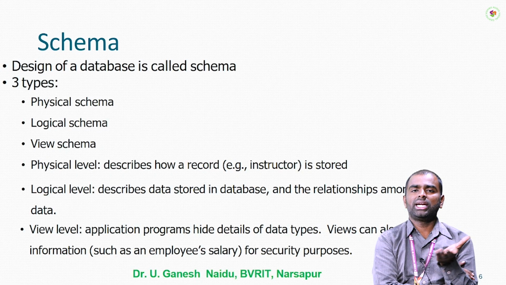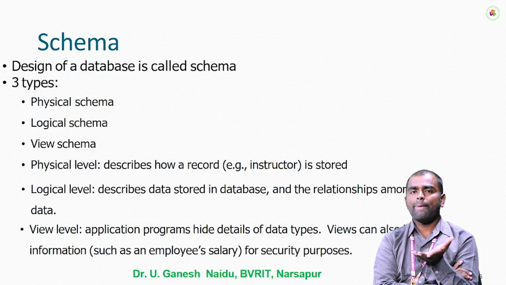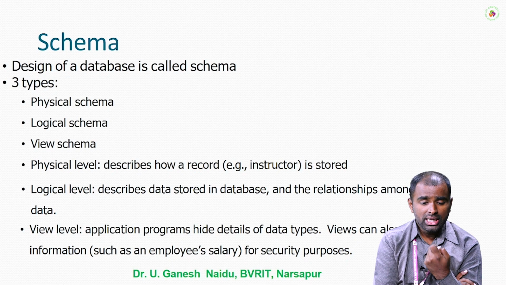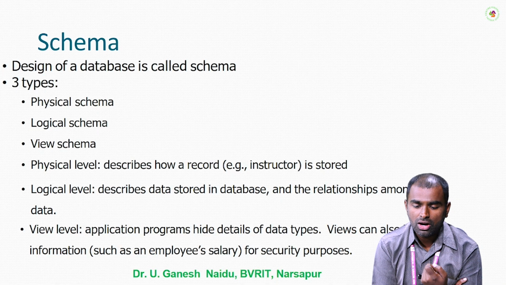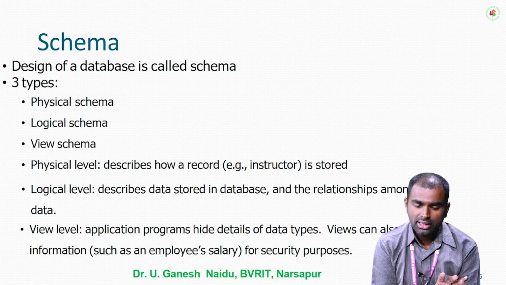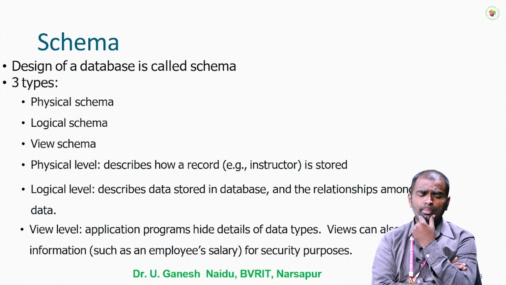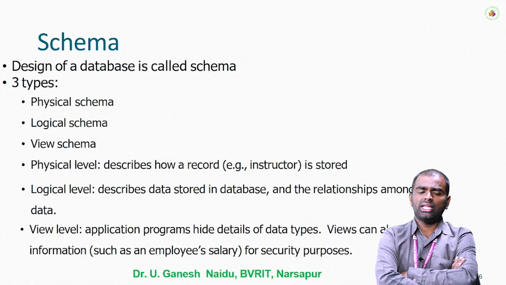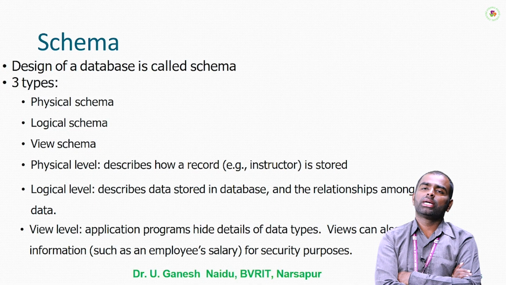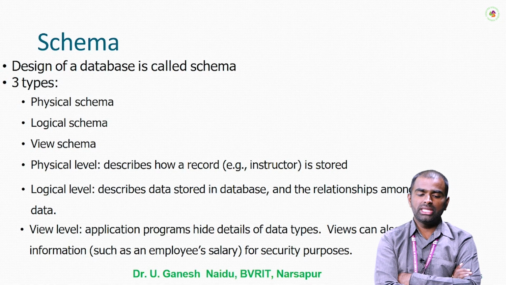That is the data instance, data schema, data instance. These are just small definitions. The design of a database is called schema, simply. This is another simple definition. Three types of schemas are there in the design of a database: physical schema, logical schema, and view schema. These are the three types of schemas in the database.